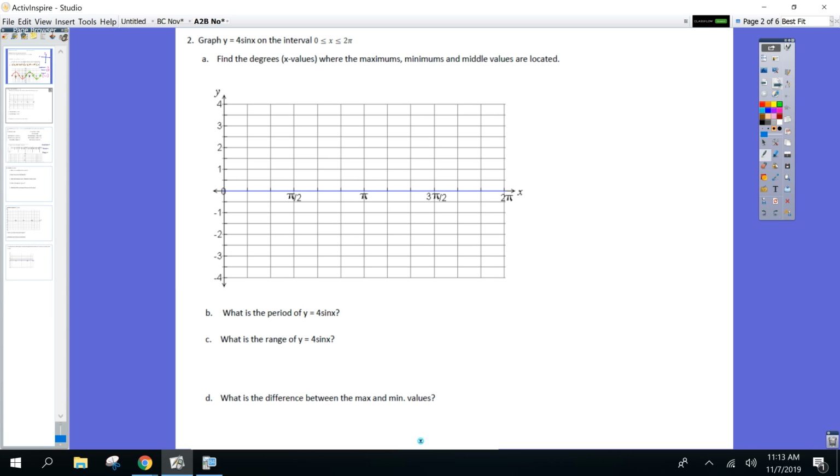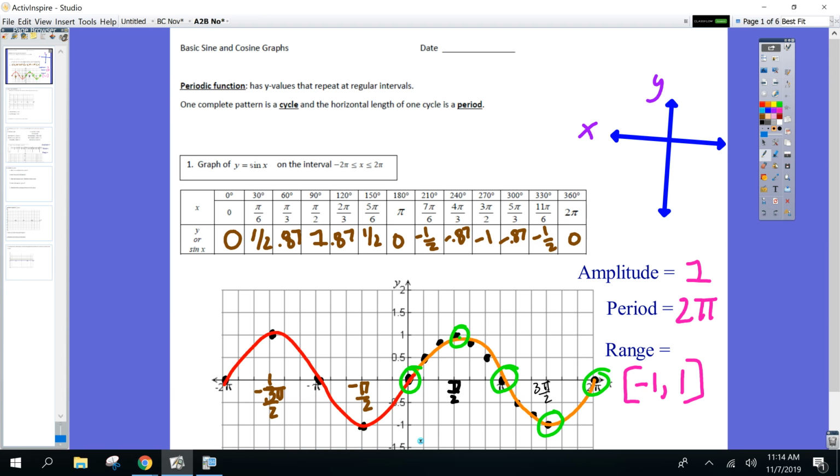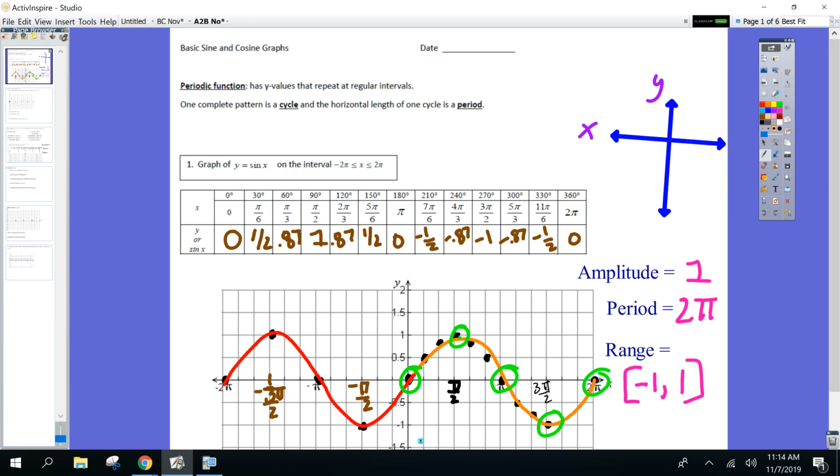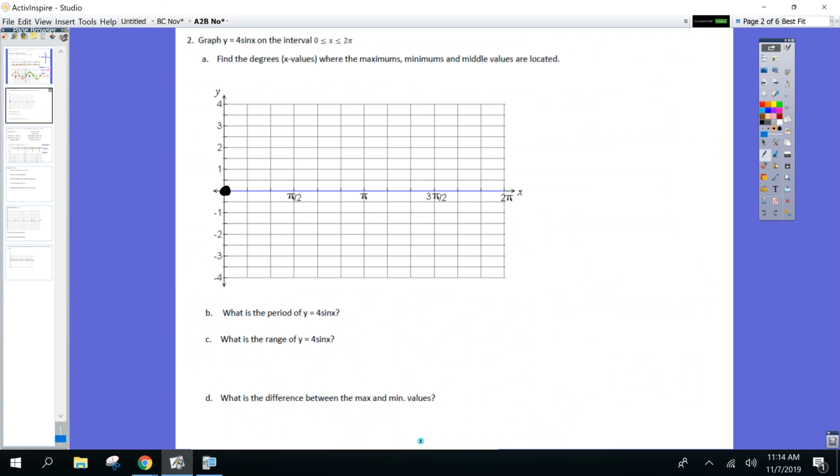Ready? Where does sine start? Where does sine start? At 0. So this one's also going to start at 0. Then it travels up to where usually? It travels from 0 to its maximum. We already said because there's a 4 out in front, what's the new maximum on this one? 4. So at pi over 2, it's going to be at 4.